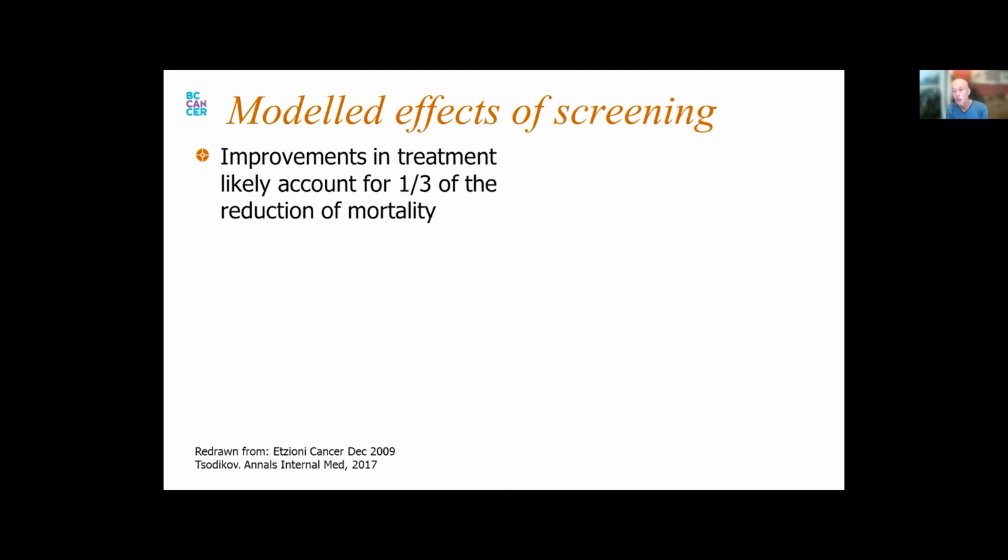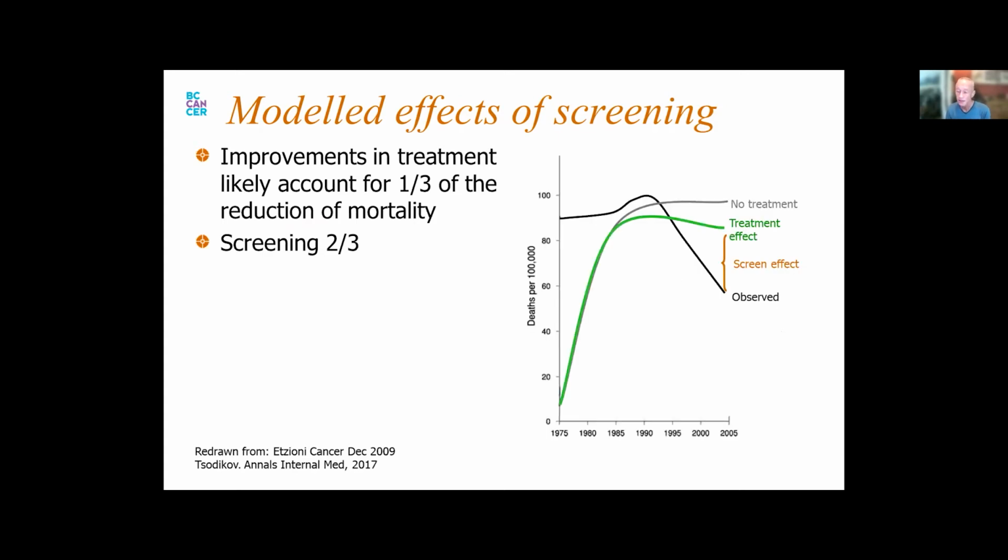Now, we collaborated with Ruth Etzioni, who works in Seattle, and she's done some very clever modeling using the individual patient data from the screening trials. And the estimate is that improvements in death rates are 1/3 due to improvements in treatment and 2/3 due to screening. So this black line is the death rate observed, which, as you see, is nicely defined. And without any treatment at all, it would have gone up. Or with treatment, the estimate, as I said, is 1/3. So here, it's not proof, but it's very suggestive that there is a benefit in terms of prostate cancer death rate.